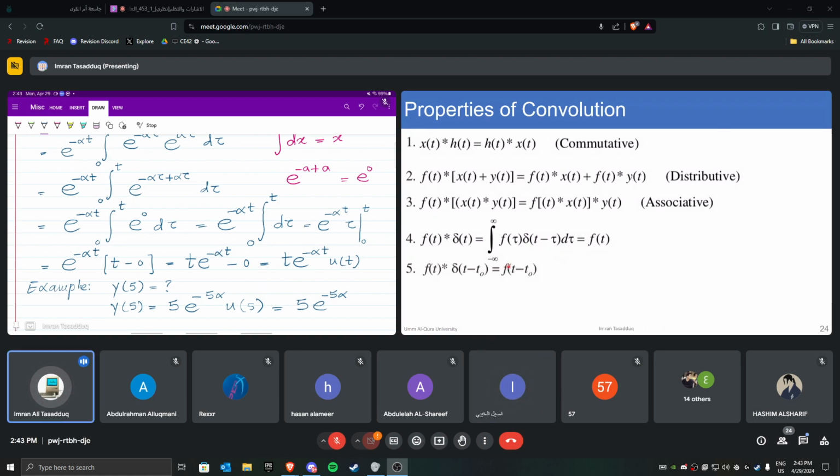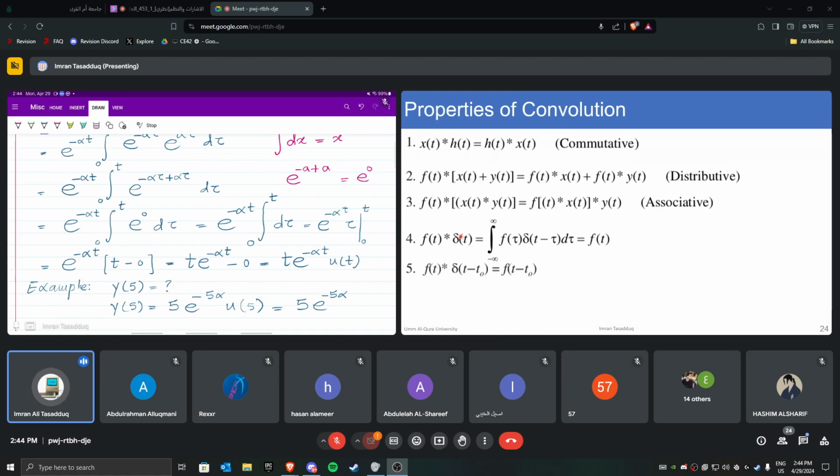Don't confuse this t minus t naught. This is different, and this is different. Here f of t is convolving with delta t. Here f of t is convolving with delta t minus t naught. So this is different than this. Now, when we are trying to convolve from the formula, this t minus tau is coming. There is no t naught and there is no tau naught in number 4. Okay.